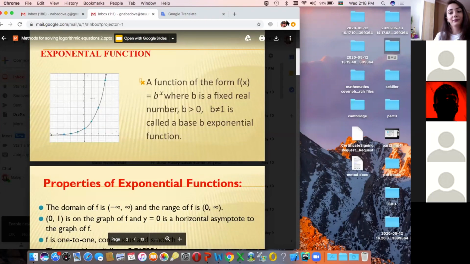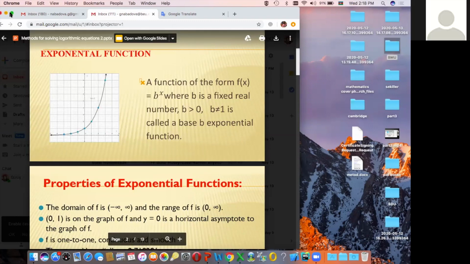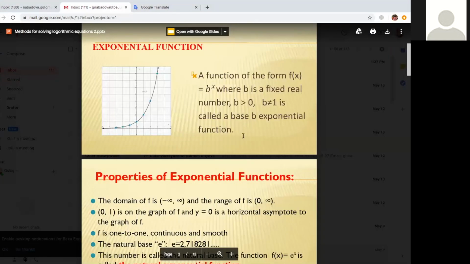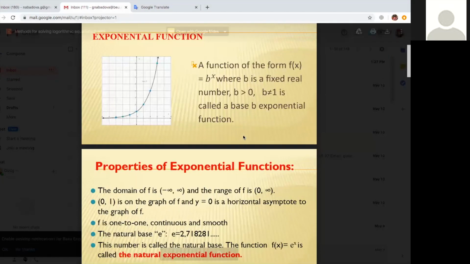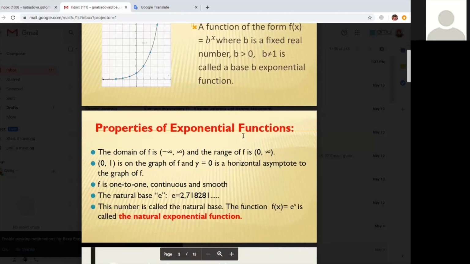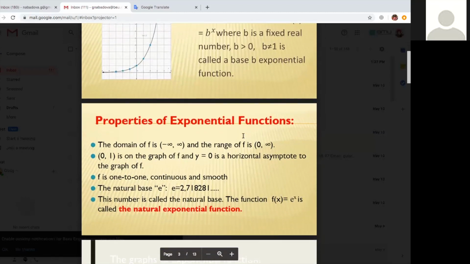A function of the form f(x) equals b to the x, where b is a fixed number, b is greater than 0, b is not equal to 1, is called a base b exponential function. And this is its graph.